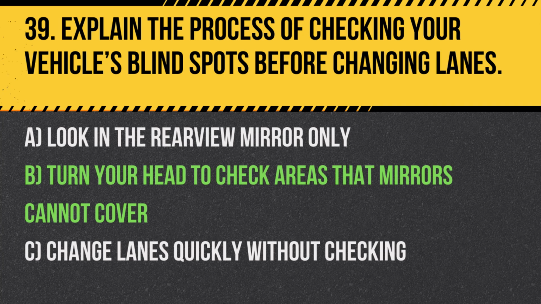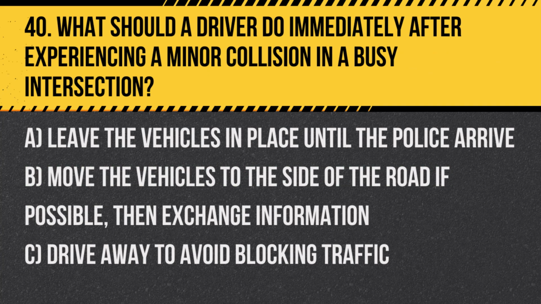Question 40. What should a driver do immediately after experiencing a minor collision in a busy intersection? A. Leave the vehicles in place until the police arrive. B. Move the vehicles to the side of the road if possible, then exchange information. C. Drive away to avoid blocking traffic. Answer: B. Move the vehicles to the side of the road if possible, then exchange information. It is important to clear the intersection to avoid disrupting traffic and to ensure safety.